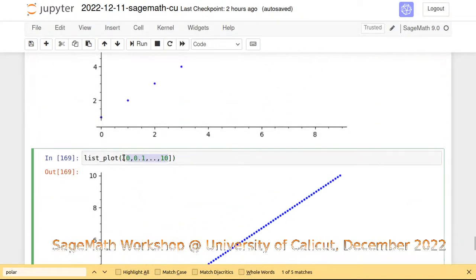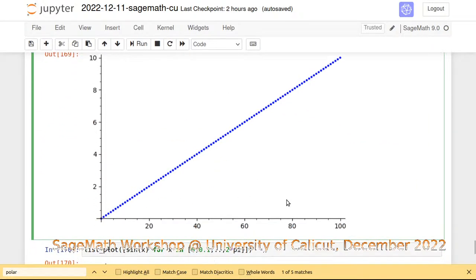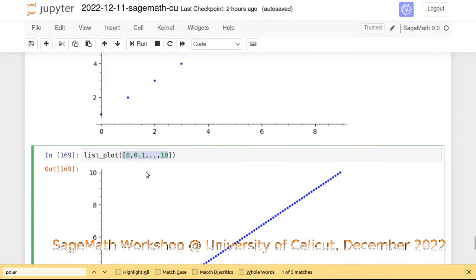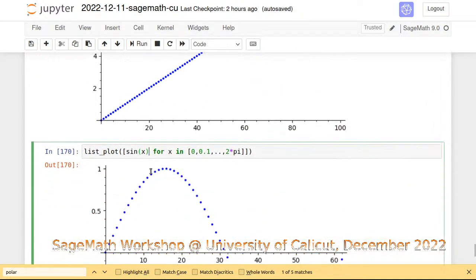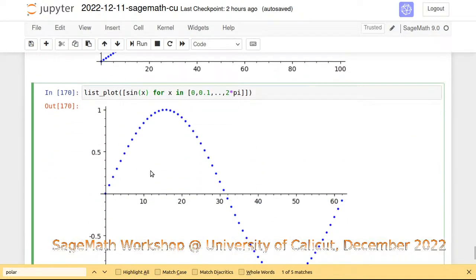There are 100 points. The x coordinates we have not specified. X coordinates are automatically taken to be 1, 2, 3, 4, etc. And what about here? Here also exactly the same thing. See, the sine curve is not plotted in the same way, but instead it is plotted from 0 to more than 60, because approximately that many points are there. It looks like the sine curve, but it is not actually the sine curve.